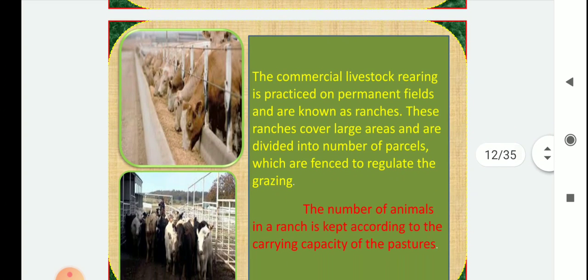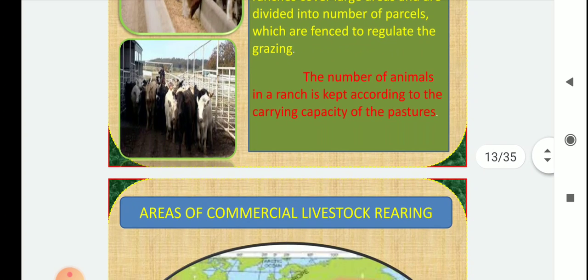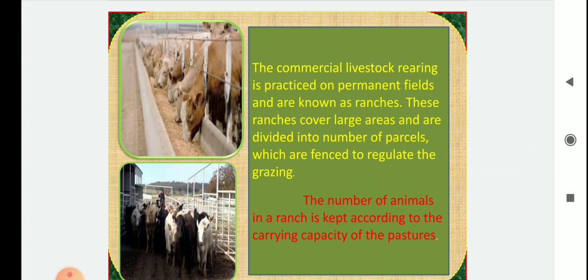Commercial livestock rearing is practiced on permanent fields known as ranches. As I told you, ranches are divided into a number of parcels which are fenced to regulate grazing. The number of animals in a ranch is kept according to the carrying capacity of the pastures, isn't it? Larger areas are divided into parcels, and animals are moved from one parcel to another.